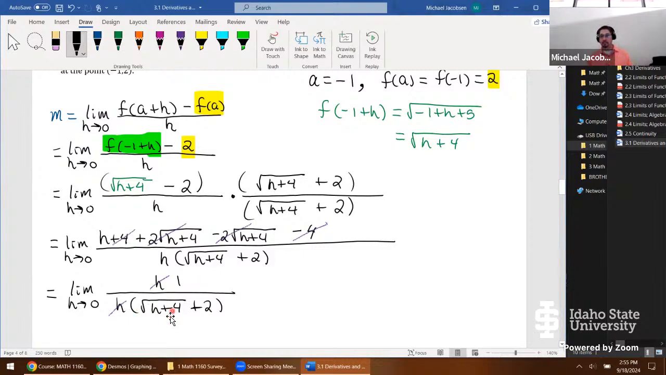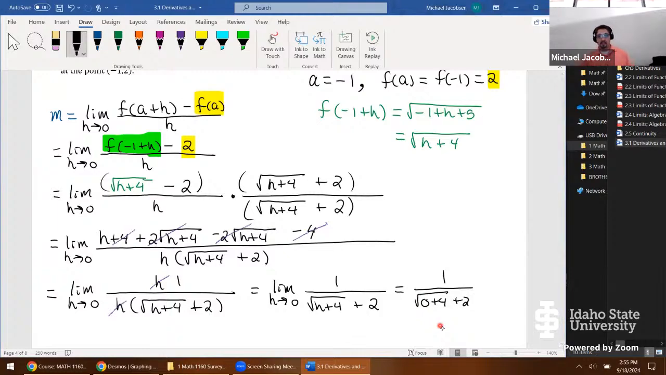I made a mistake where I just copied the denominator after that kind of cancellation. So now this is the limit as h goes to 0 of 1 divided by root h plus 4 plus 2. Finally, that's a continuous function at the value of 0 for h, so we'll just plug in 0 there and get 1 over root 0 plus 4 plus 2. That's just the square root of 4, which is 2. That means it's 2 plus 2 in the denominator, and we get 1/4 altogether.